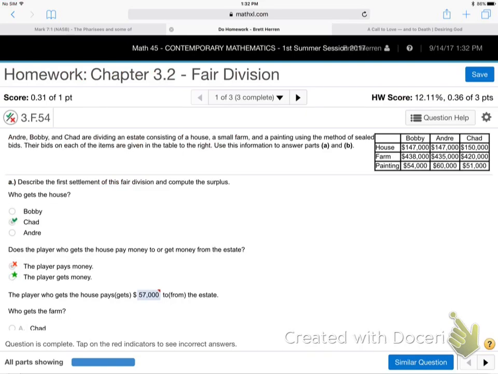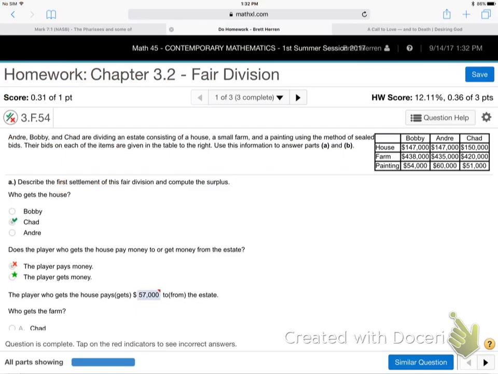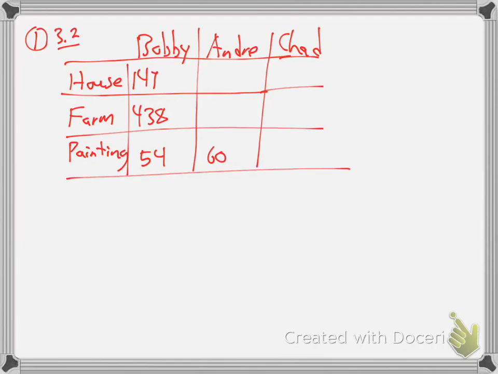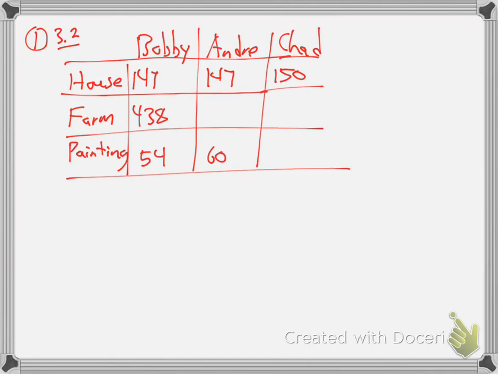38, 54, 60 down there. 60, 50, okay, 147, 50. And what was it? 435, 420. And finally, 51.